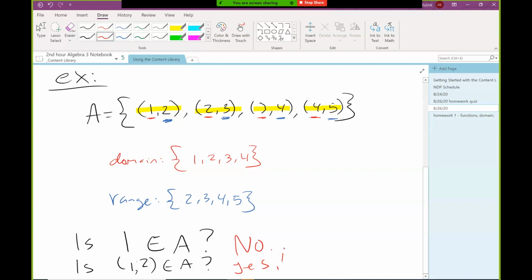So set A is the relation? Yep, it's the set of ordered pairs, at least in this example. A is an arbitrary name, though. I just picked a letter. Is everybody okay with that? The difference between the things that are in the relation versus the things that would be in the domain or range? Okay, so the relation is, the things in there are always ordered pairs and not individual numbers.